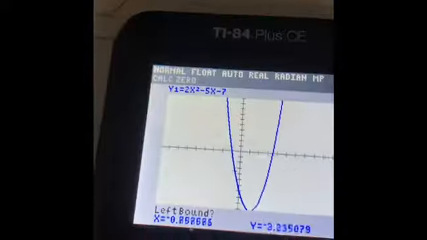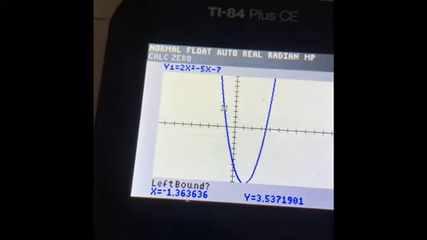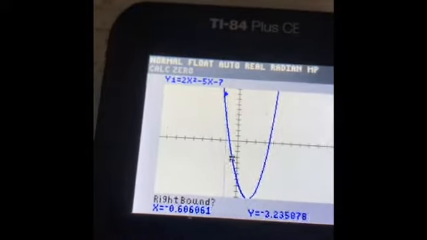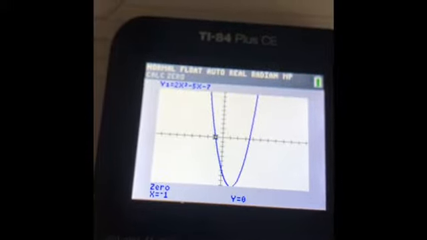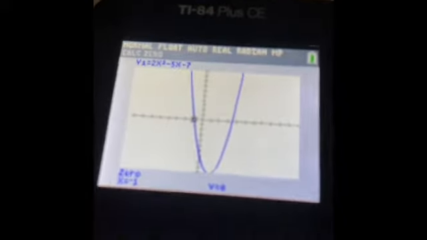So I'm going to go above, so it says left bound, so above 0 is the left bound. Then it says right bound, so then we're going to go just to the right and then enter. That equals negative 1. As you can see here, x equals negative 1. So that is our first x.